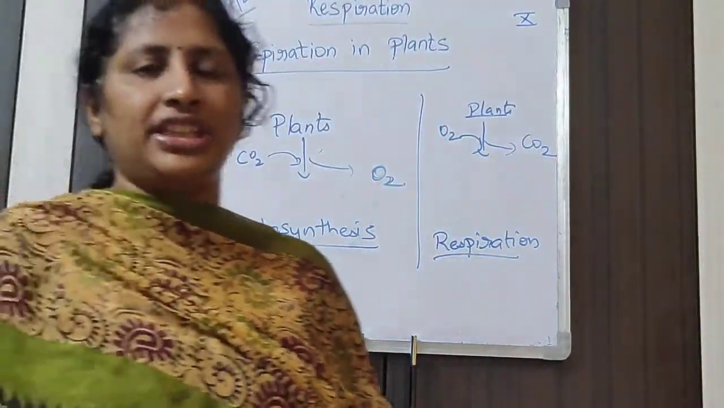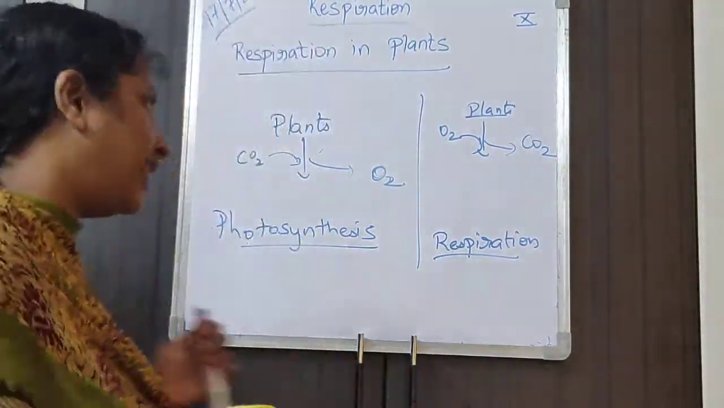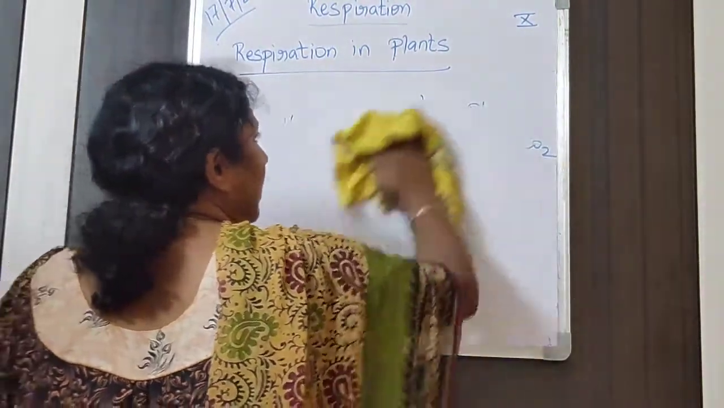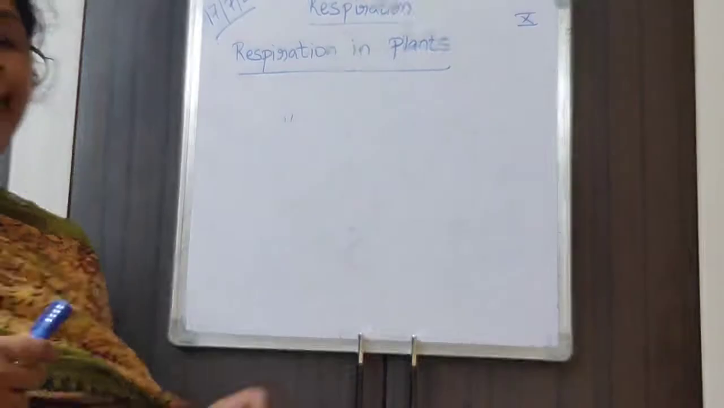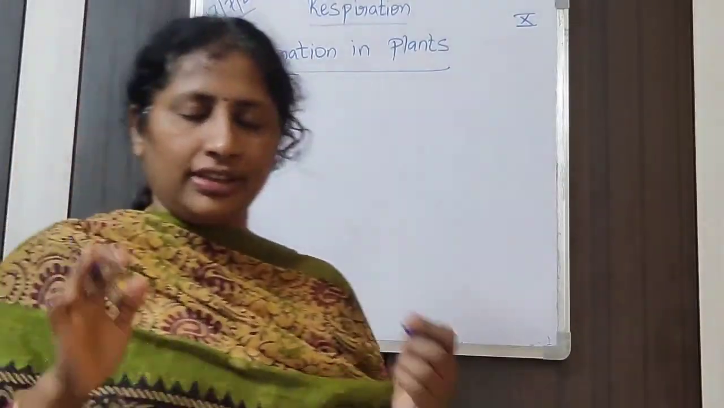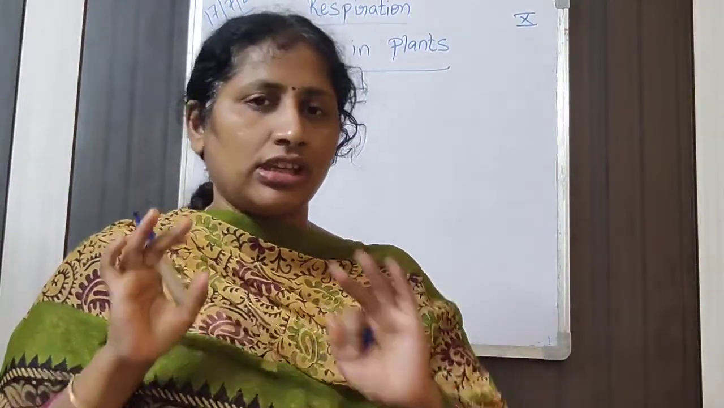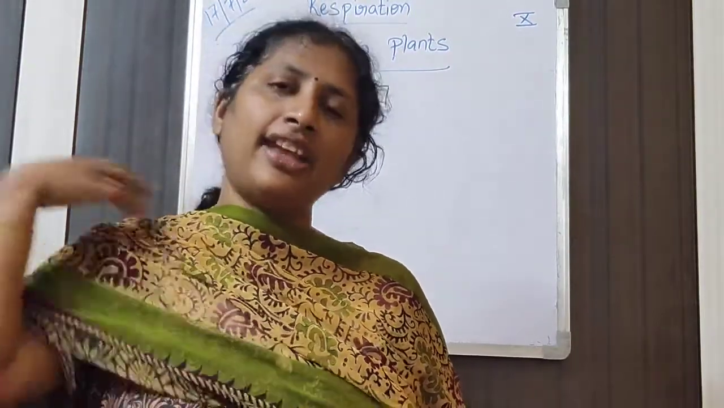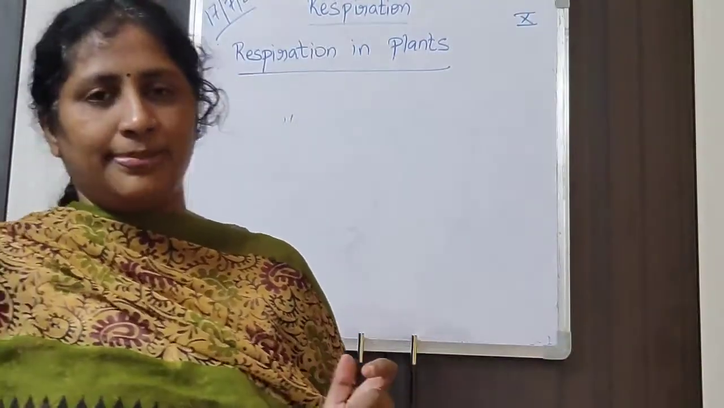How does the respiration take place? Do plants have any special respiratory organs in them like animals? Do they have lungs? Do they have gills? No. So what are the respiratory organs present in the plants? Okay, up to now we know that plants also take respiration. Plants also do the respiration process. They also take oxygen and release carbon dioxide. Then how does this process take place?